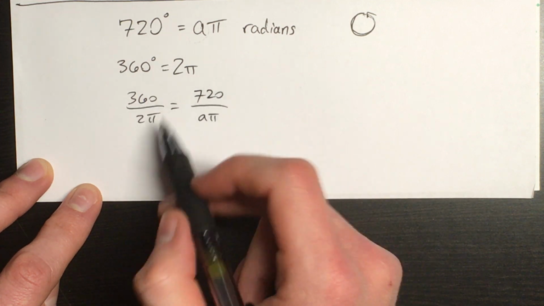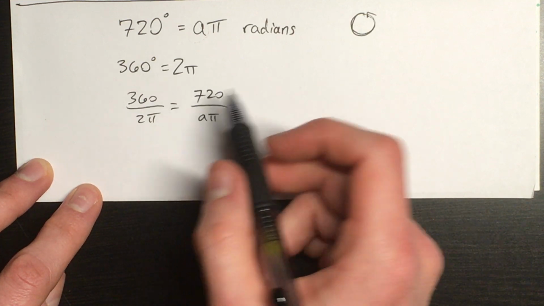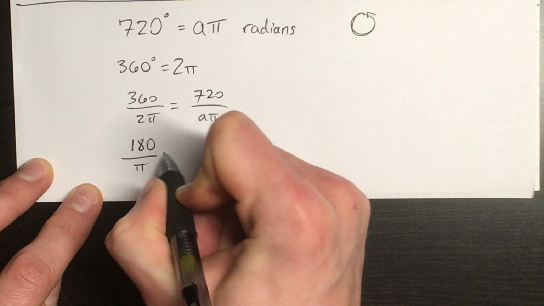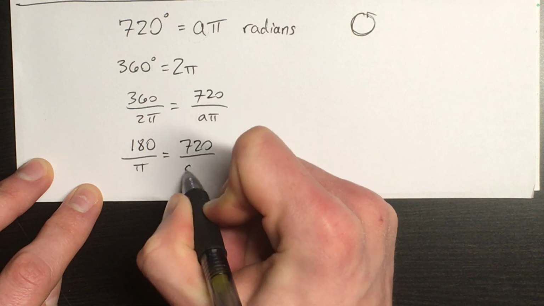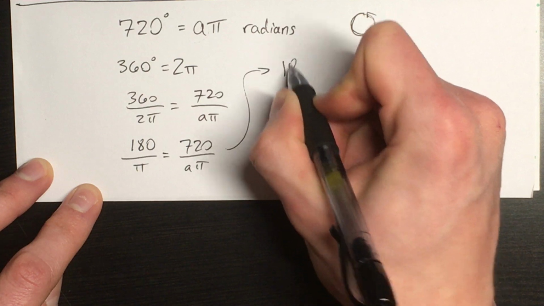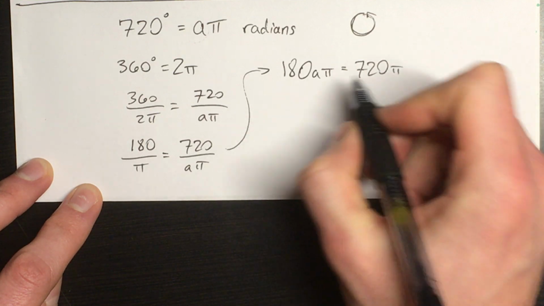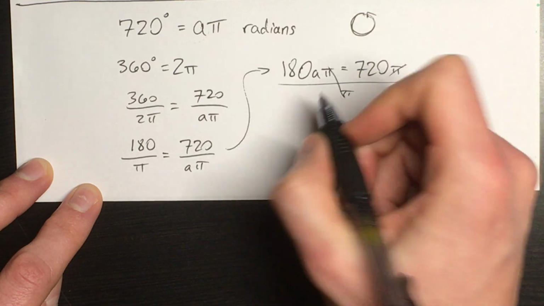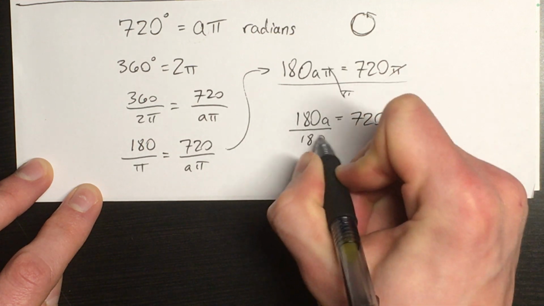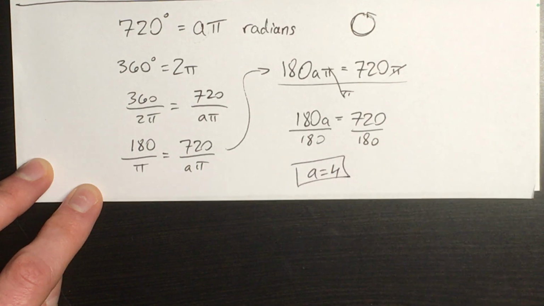So from here you can solve it. I'm sure you already see what it's going to be. But if you solve this proportion formally, this collapses to 180 over pi is equal to 720 over a pi. We can cross multiply. We get 180 a pi is equal to 720 pi. Divide both sides by pi. That cancels out, so we have 180 a equals 720, and divide both sides by 180 to solve for a. We get that a is equal to 4.